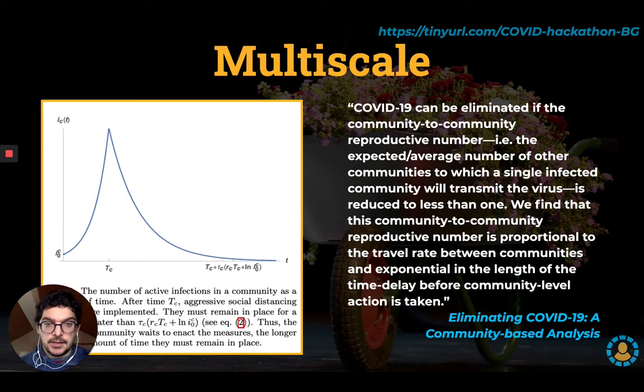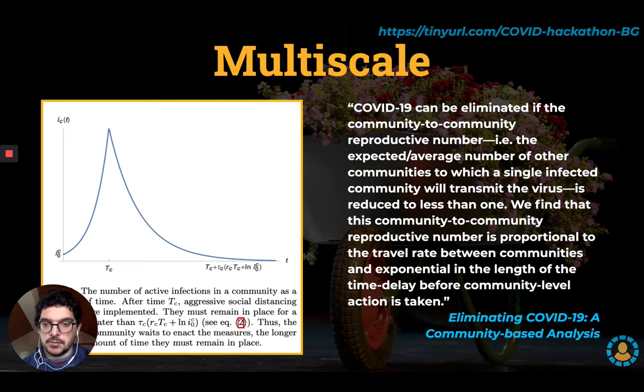But this is really important, and this is probably one of the ways out of COVID. So on the left here, you have a figure taken from this paper called "Eliminating COVID: A Community-Based Analysis," where you see what is now a familiar graph. TC is the moment of intervention. So before TC, you have an exponential growth. After TC, you have theoretically reduced R below 1, so you have an exponential decrease in the number of cases.